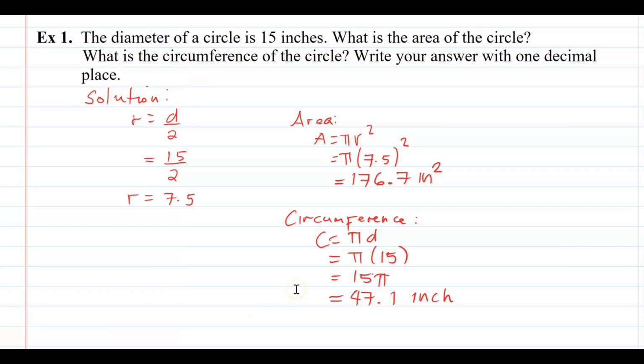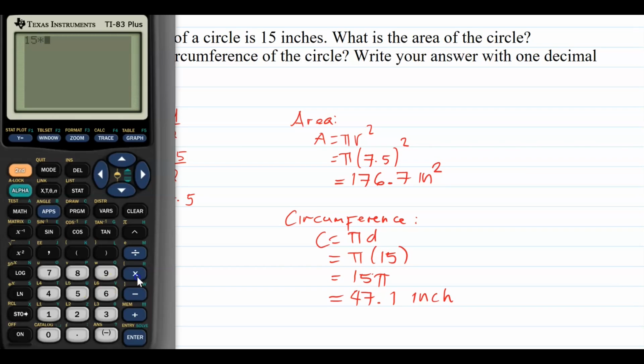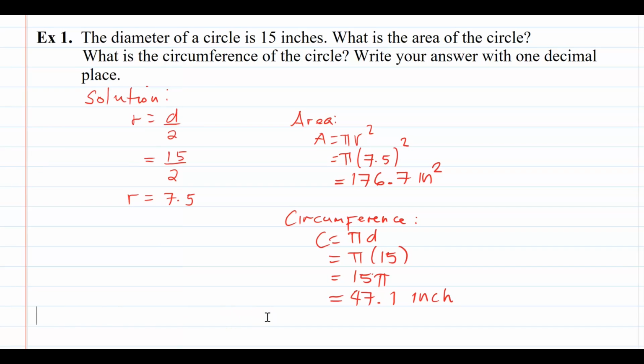Now to calculate the circumference, our formula for circumference is equal to pi times the diameter d. So pi times 15 is equal to 15 pi. 15 times pi, and the result is 47.1 inches. So our answer to this question, the area is 176.7 inches squared, and the circumference is 47.1 inches. Let's try another example.